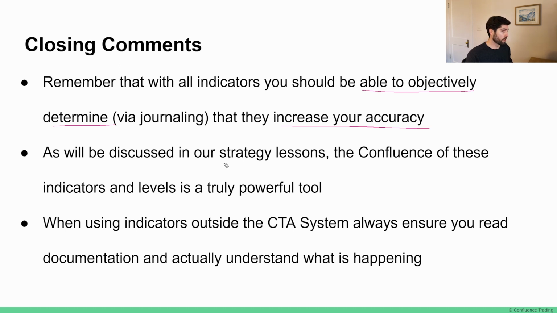Second, I'm going to discuss this in our strategy lessons, but the confluence of these indicators is what is a truly powerful tool to add to your toolkit. Each of them by themselves is totally fine, but combining them together is what is going to be truly powerful for you as a trader. And then last, if you want to use indicators outside of our system, that's totally fine. Go ahead and do it. Just make sure that you read the documentation and that you actually understand at a fundamental level what that indicator is telling you.